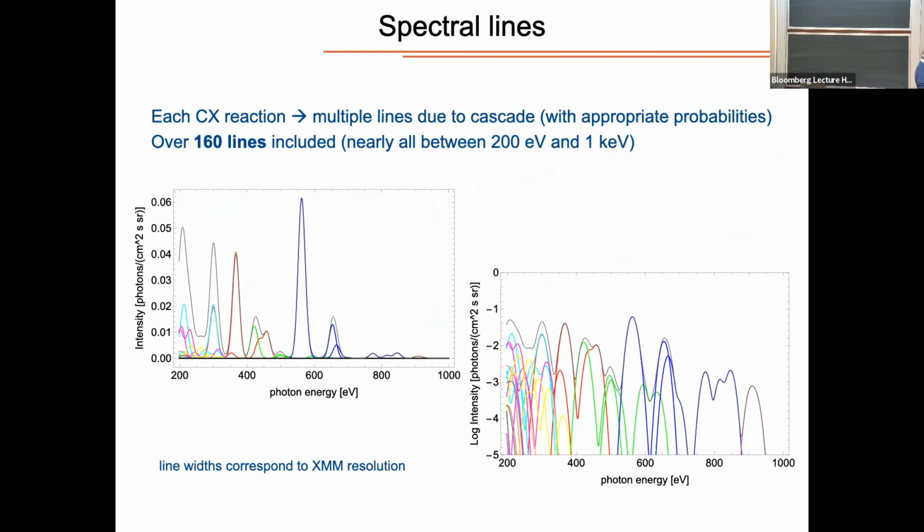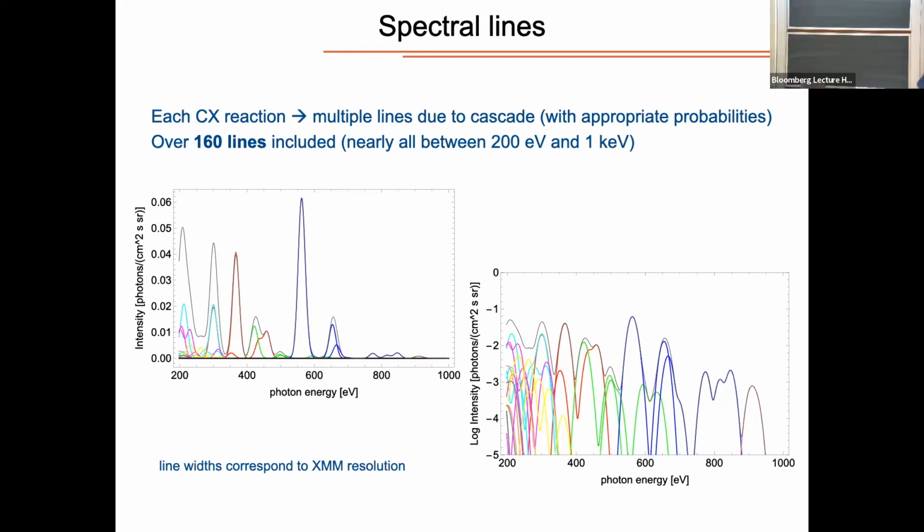Chandra resolution is too broad to see nice features. Same graph here and here. That's just normal counts. That's the log of the count, not count, intensity. So it's photons per square centimeter per second per steradian. You take your telescope, point it, and that's the background that you will see.